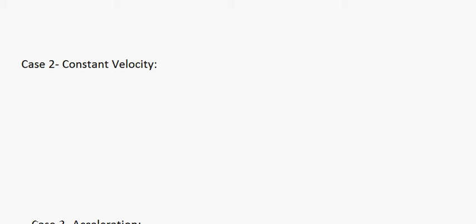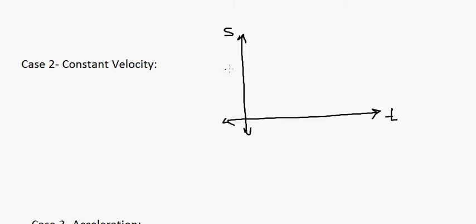So when we go to case 2, that is constant velocity, let's again draw two axes. This is displacement, this is time. When we say the velocity is constant, that means there is a change in displacement, but that rate of change of displacement is constant. That is, displacement is changing but at a constant rate. That is, the velocity is constant, as velocity is the rate of change of displacement.